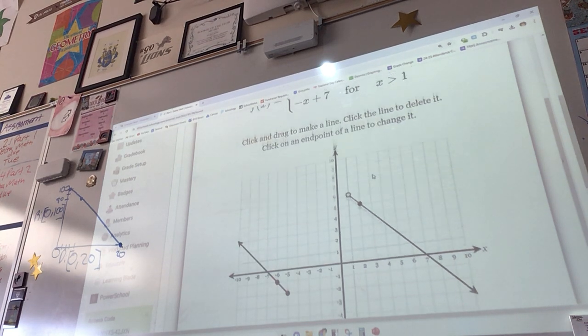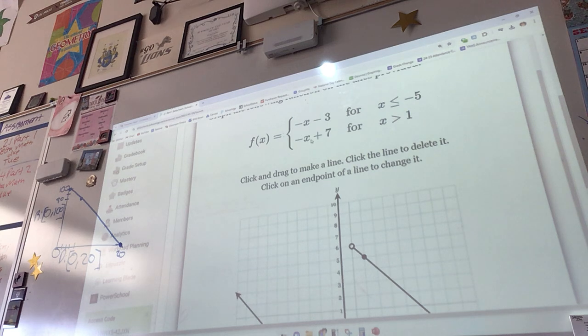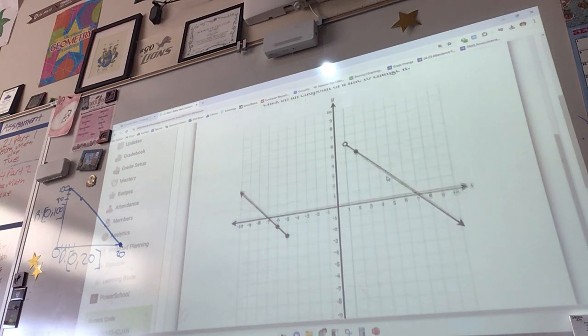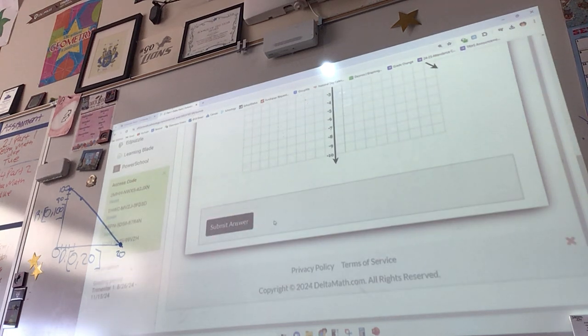That's my first one. Second one, plug 1 in. That gives me 1, 6. That's going to be an open circle. Then to get my second point, I go down 1, right 1. Click and drag. And I change that point to an arrow. And that is my answer. Let's see if it says I'm right.